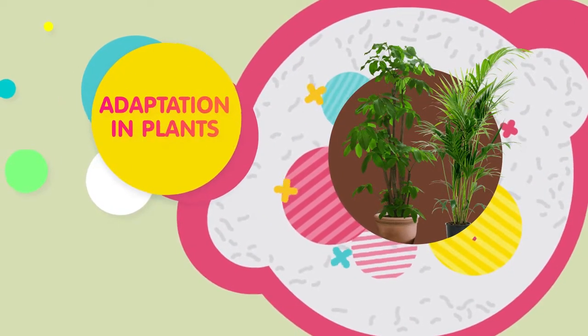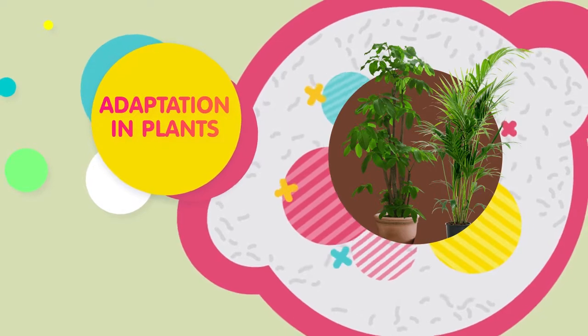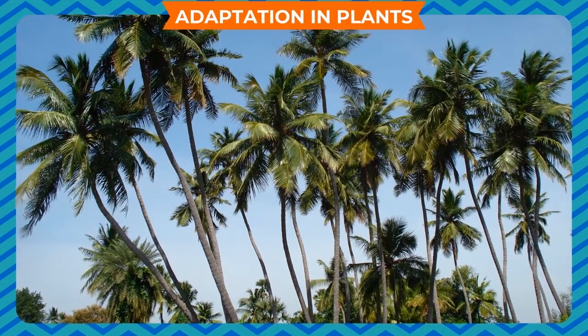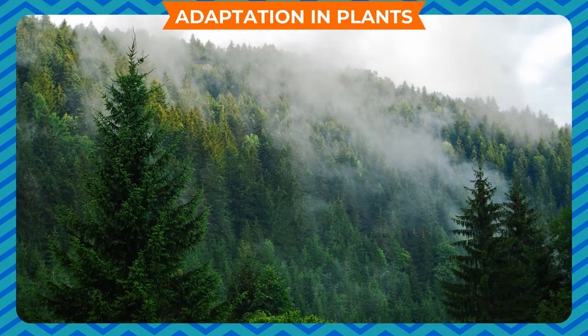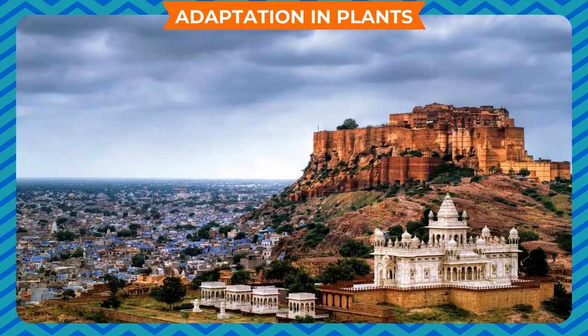Adaptation in plants. We can see coconut trees if we go to Goa or Kerala, and pine trees in the hilly regions of North India. We may wonder why these trees are so different from each other.